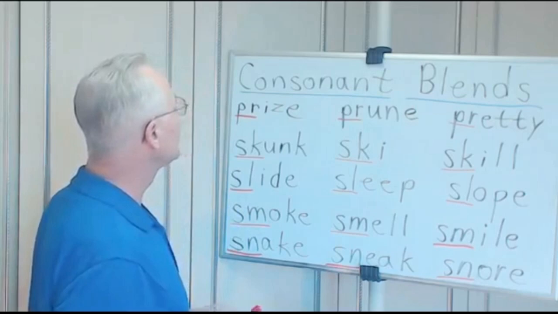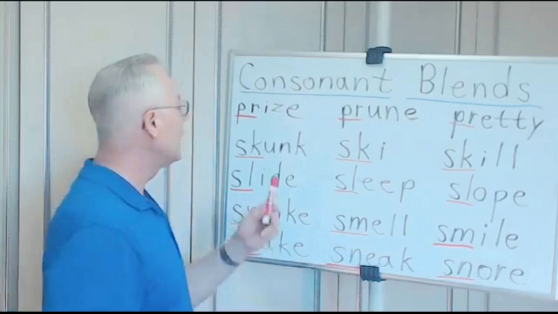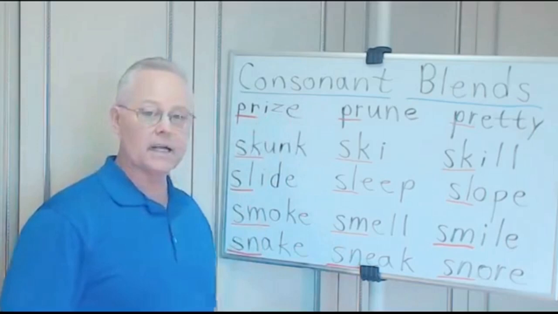Okay, here we go. PR. P is pa, R is ra. Blended together, they sound like pra, prize. Now, the E makes the I sound long in this word, prize.